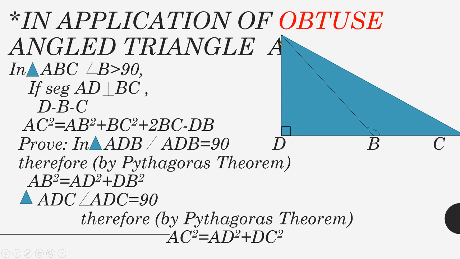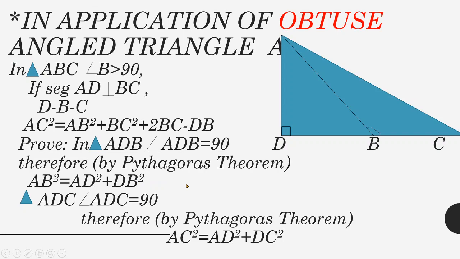In triangle ADB, D is 90 degrees. Again we use the Pythagoras theorem in ADB. AB is the hypotenuse, so you can write here AB square is equal to AD square plus DB square, the sum of squares of the remaining two sides. AB square is equal to AD square plus DB square.